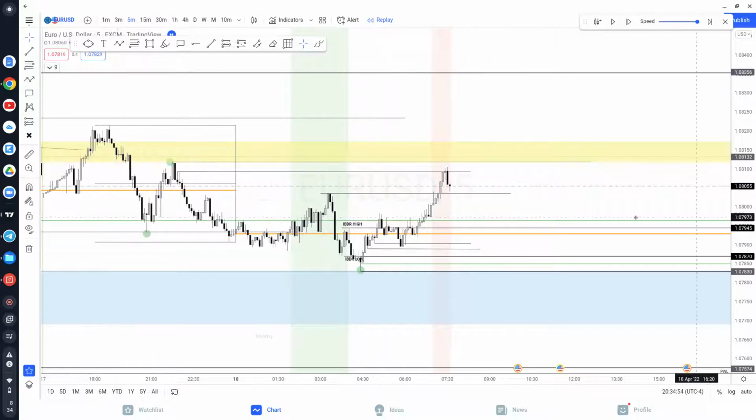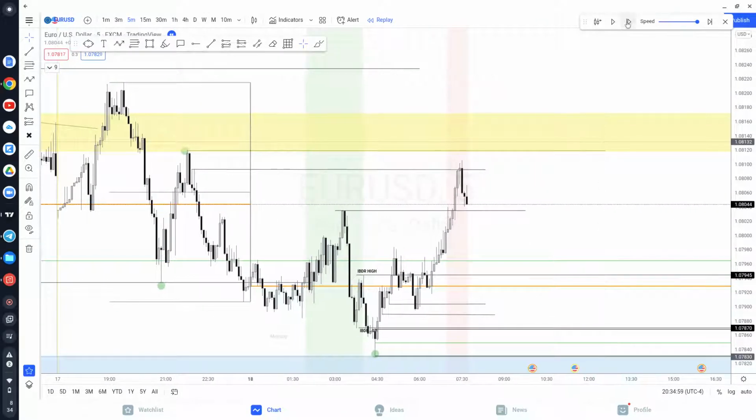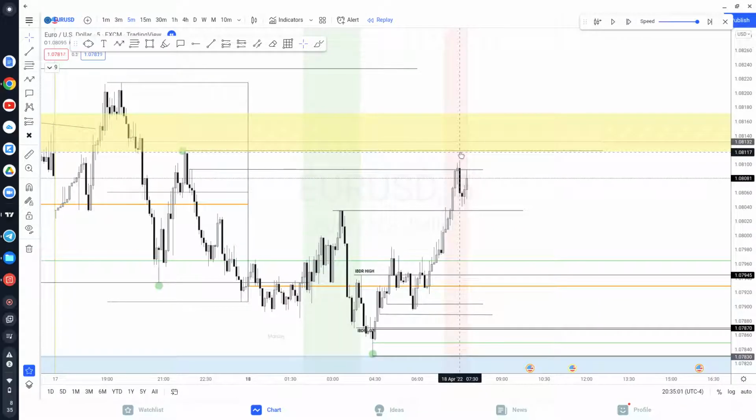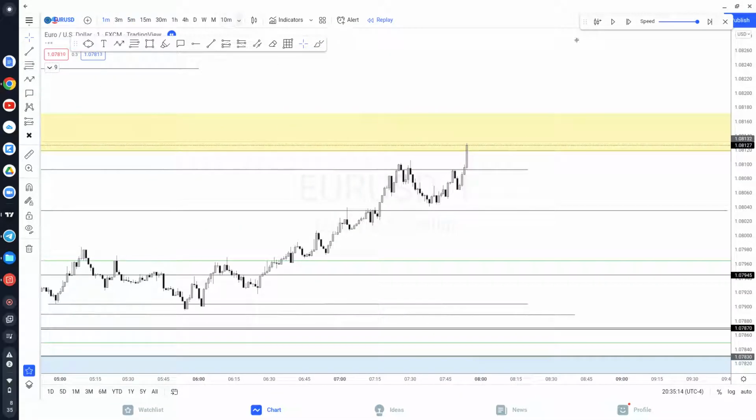All right, so there's the SMC trap. What time is it? It is now 7:30. Remember, 7:30 typically false moves. Now here we go, 7:50 at 8 o'clock. Let's come to a 1 minute time frame.